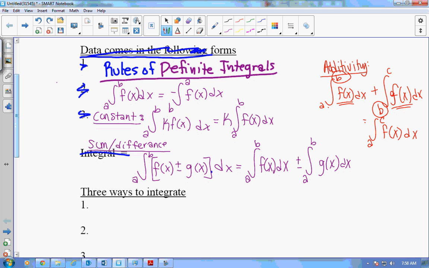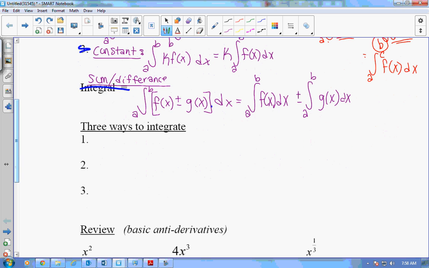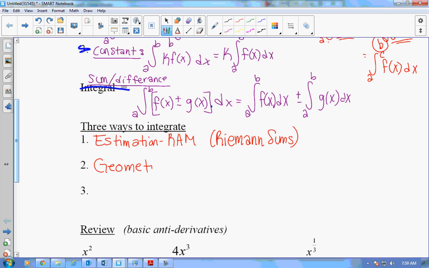Okay, we filled this in last time on our notes. 3 ways we've learned to integrate. What's the first way we learned to integrate? Riemann sums, the rectangular approximation method, the estimation. It's not exact. We have Riemann sums. What's the second way we learned to integrate? Geometry, using our knowledge of areas. And today we're going to be working with the antiderivative.